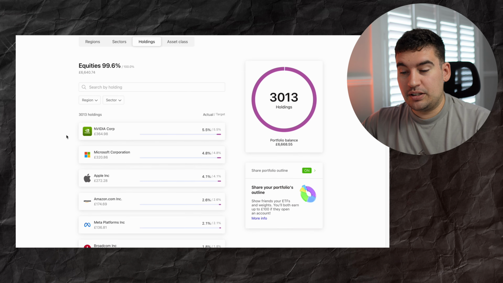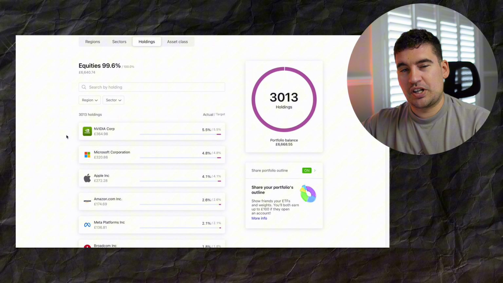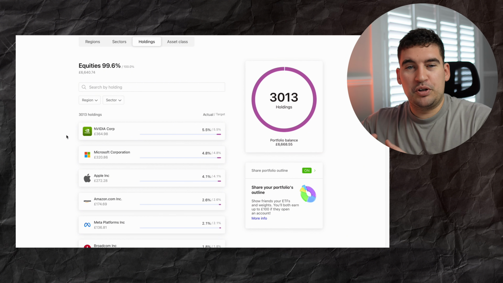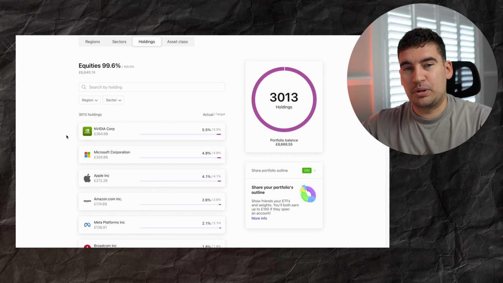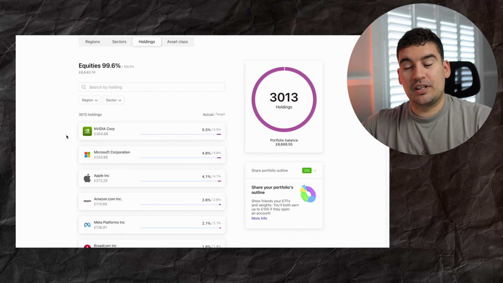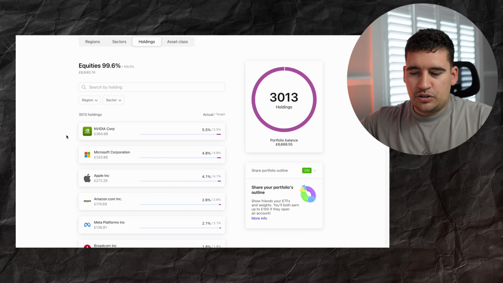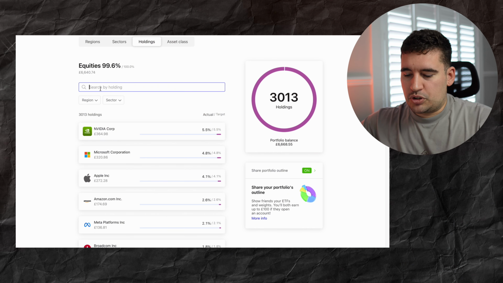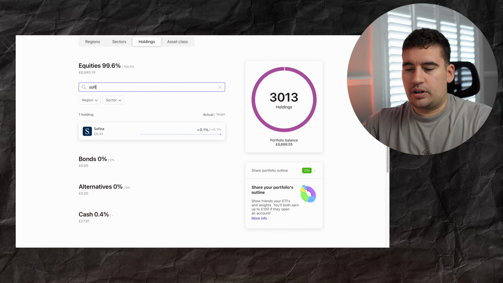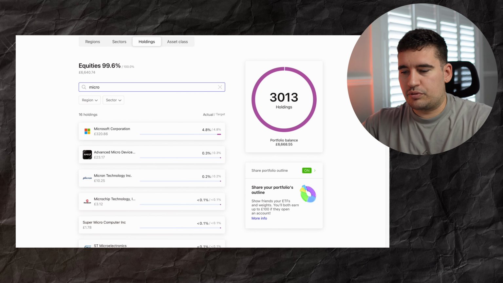When it comes to holdings, this is a really useful tool that other platforms don't necessarily offer. Many viewers may know that I also invest on the Vanguard platform, and whilst that has some nice graphics, it doesn't let you pick out key details. So if I'm looking at a particular stock and I'm curious whether I'm invested in that company within my global fund, I could type that in there. I could put Sofina, or I could put Microsoft, for example.